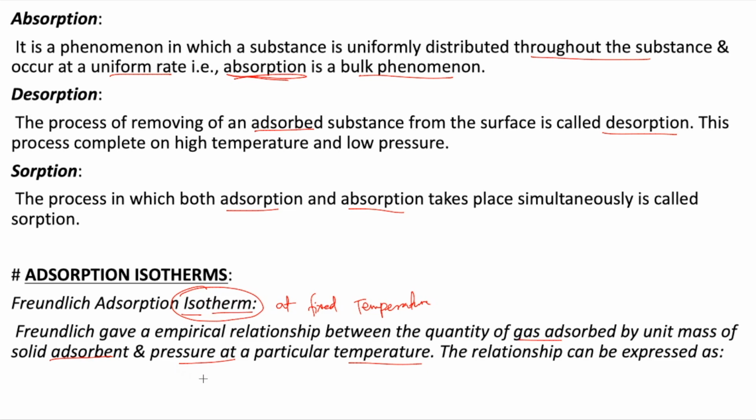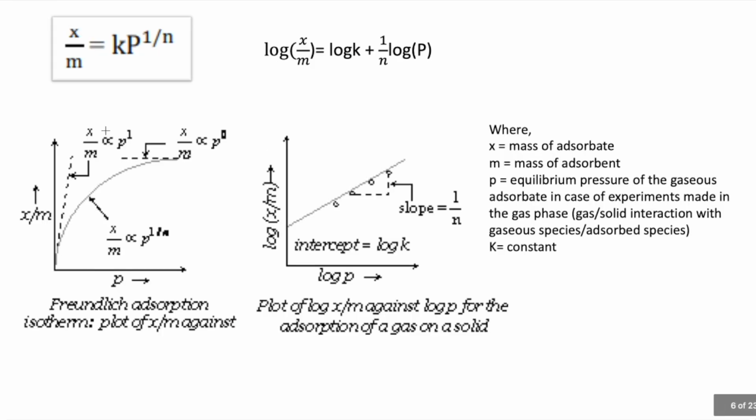So on what factors are we plotting the graph? We are plotting the amount or quantity of gas adsorbed versus pressure. You can see that this is the graph. x/m is the quantity adsorbed, P is the pressure, and you can see that the graph initially gives an exponential rise. The equation followed is x/m = kP^(1/n).